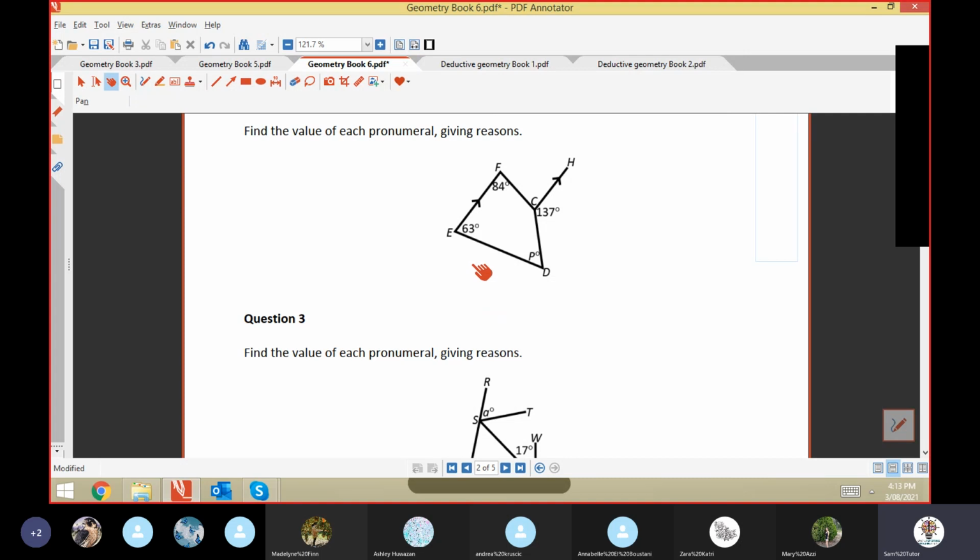Question 2. Let's try this. Find the value of each pronumeral giving reasons. What are we trying to find? We're trying to just find P. That's the only one that's missing. P degrees. Again, just look at what you can see.